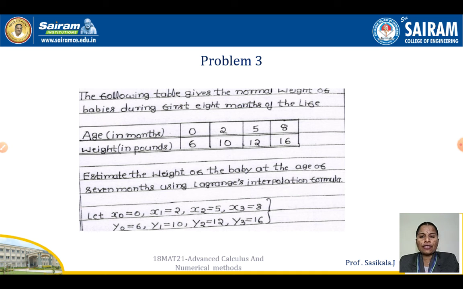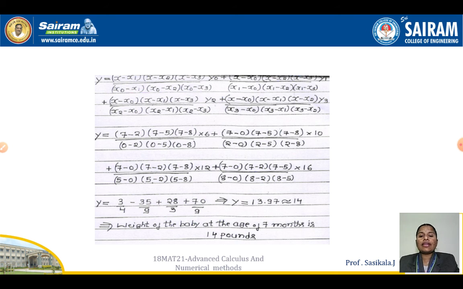The question directly asks to use Lagrange's interpolation at x is equal to 7. We need to find your y value. The baby in the 7th month, what is the weight of the baby? Since the question directly asks it, we should use Lagrange's interpolation. So write all x0, x1, x2, x3 and the corresponding y values. Then substitute into the formula and simplify. We will be able to reach the result.